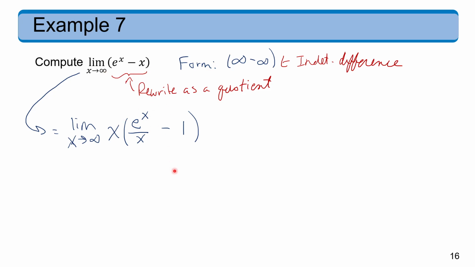So now we have a product. Now let's look at each term in the product. The first factor, x, is clearly going to infinity since x is going to infinity. This one's a little more complicated. The numerator would be going to infinity. The denominator would be going to infinity.